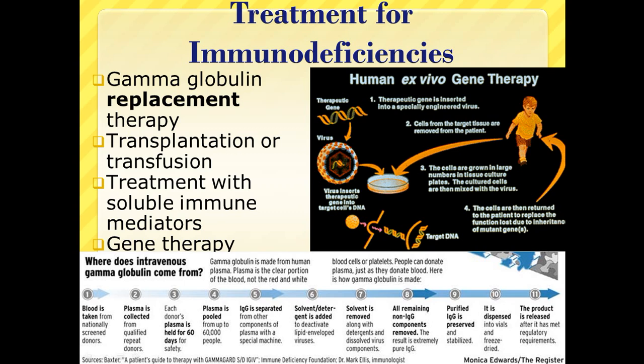If it's an antibody, the antibodies are actually only effective for about 3 to 4 weeks, and you have to have it done roughly every month over and over and over again. Okay. And then gene therapy.